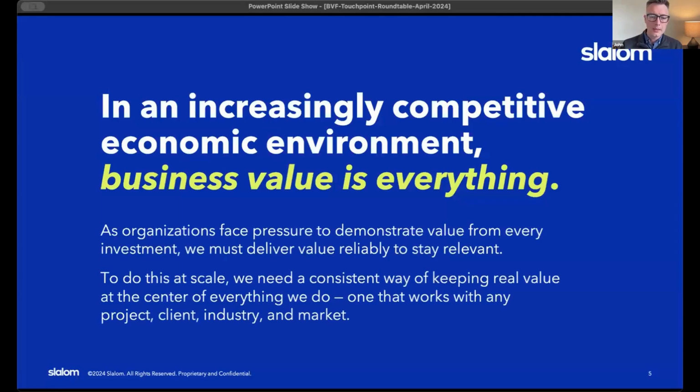And the idea is that if our clients or the organizations that we serve are under pressure to demonstrate value, we as the service providers or the service designers, we need to get good at delivering value. And so that means reliable, consistent, at scale approaches and mindsets that work across any project, client, industry, or market. So this is kind of what we've been seeking to develop at Slalom, and what we think that the framework in the article helps us do effectively.